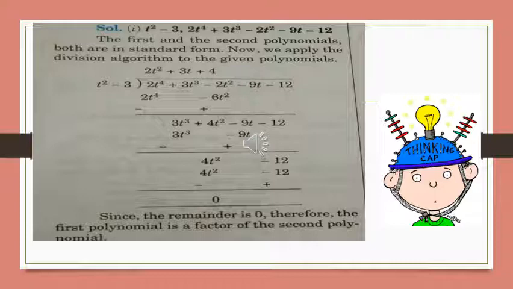And here if you see, we got the remainder as 0, and when the remainder is 0, we can say the first polynomial is a factor of the second polynomial. So you have to check whether it is a factor or not. If the remainder is 0, then it is a factor, and if it is not 0, then it is not a factor. So practice this long division method.